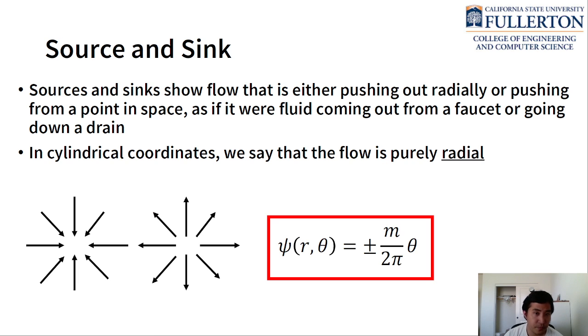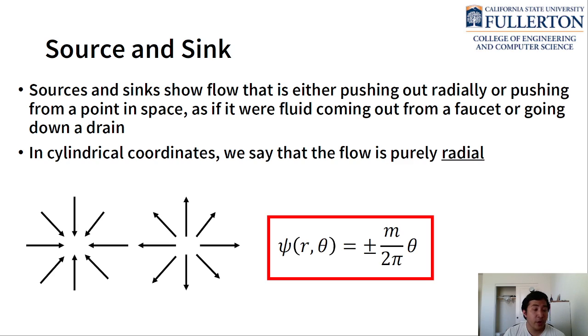All right, the next stream function we'll go over is a source and a sink. Just like the name implies, a source and sink is basically flow that's either pushing in, so you'll see the velocity streamlines all converge onto a single point, or you might see them all diverge from a single point. I think the easiest analogy for the left right here is to think of the drain in your faucet. When fluid goes in there, it all converges in. And the source is just the opposite, where the flow is all coming out.